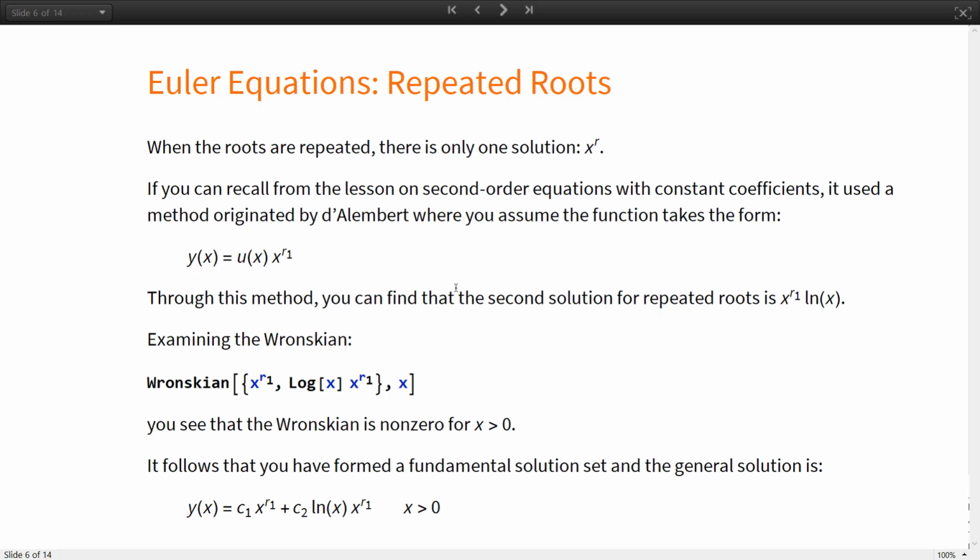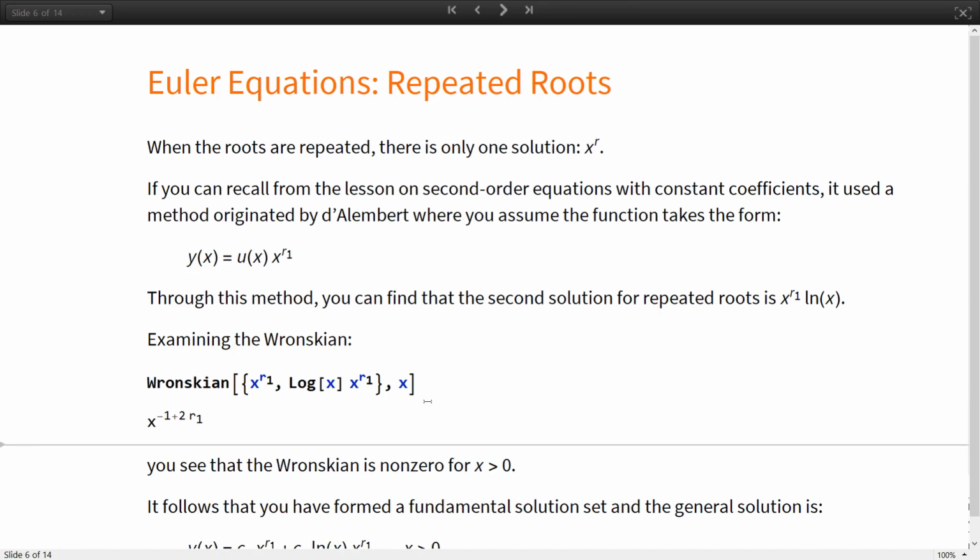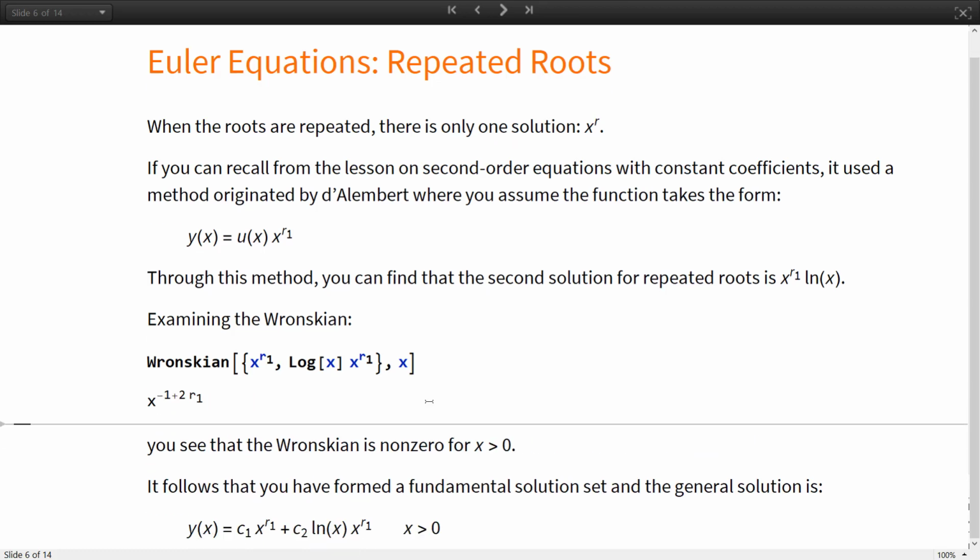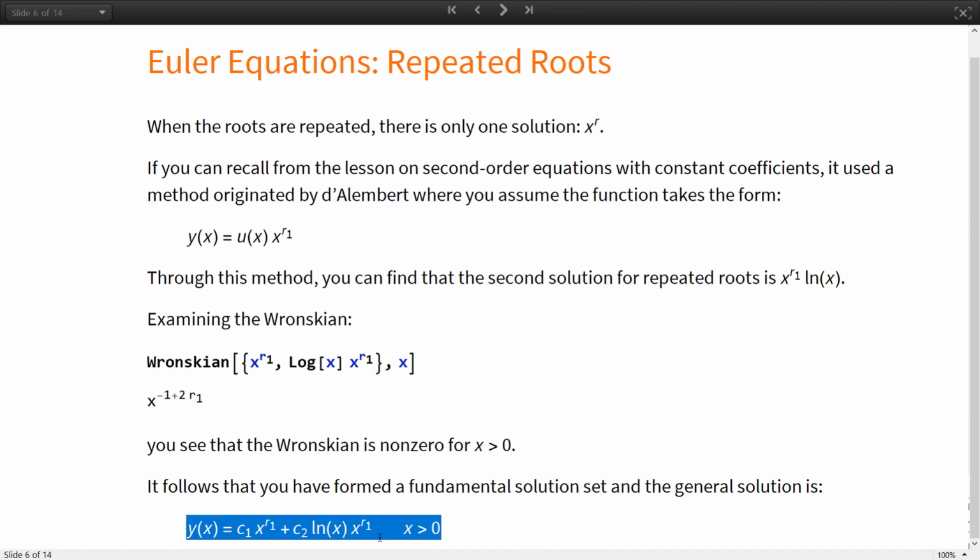In this case, we will again assume that the second solution to the Euler equation takes the form of u of x times the assumed form for the solution, x to the r1 in this case, where r1 is a root to the quadratic polynomial. Substituting this form into the differential equation, we can show that u of x is equal to natural log of x. Looking at the Wronskian, we see that the Wronskian is non-zero for all positive values of x. Therefore, we have found a fundamental solution set to this differential equation, with the general solution being a linear combination of these two functions.